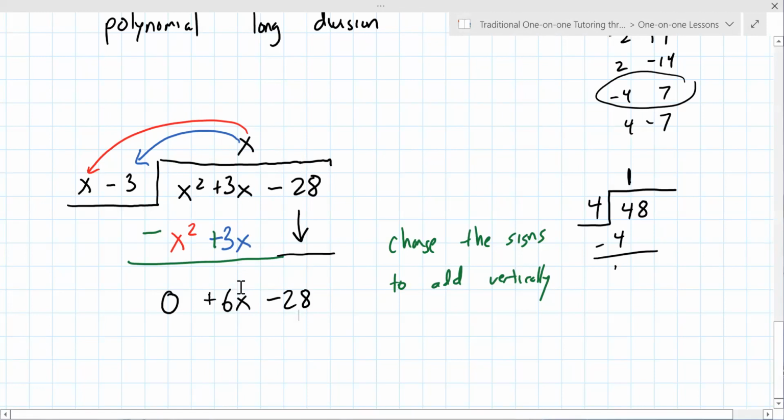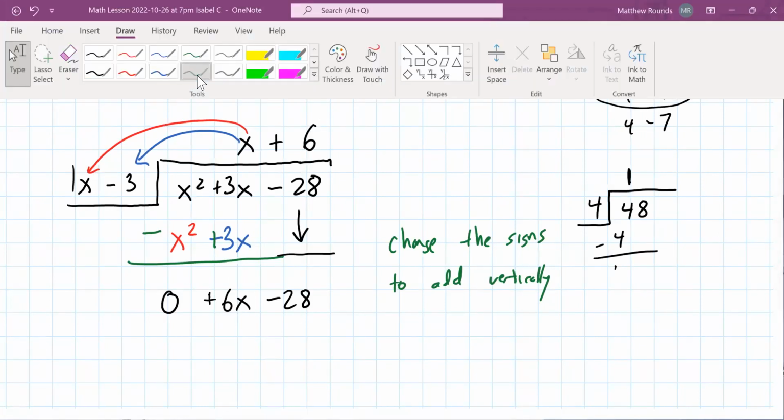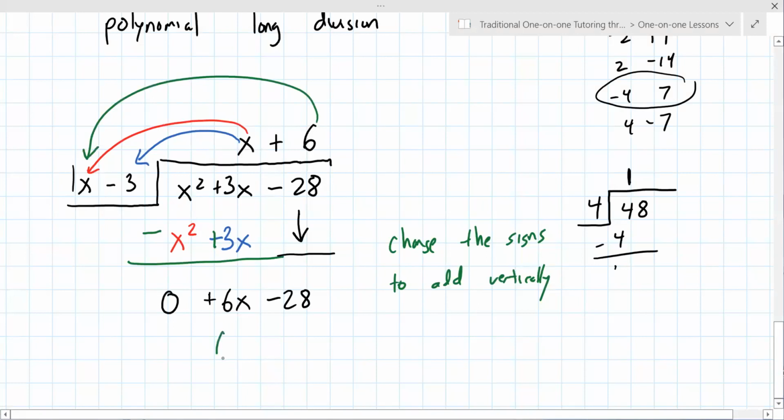Okay, so you want to get 6x. What do you multiply this x on the left by to get 6x? 5x, or 5. Oh wait, it's 6. Yeah, 6, because there's really a 1 there. So you multiply 6 times 1x. Let me show that in another color here. 6 times 1x is 6x. And then you take that 6 and you also multiply it by the negative 3 to get minus 18.